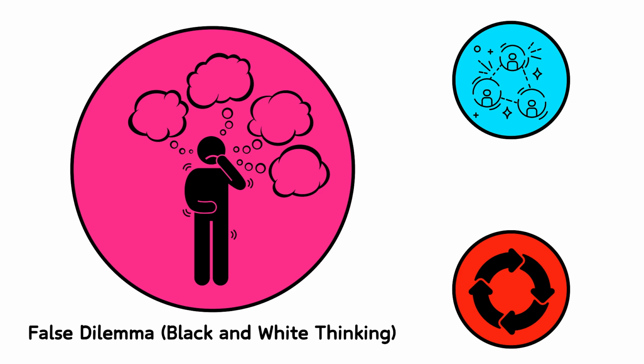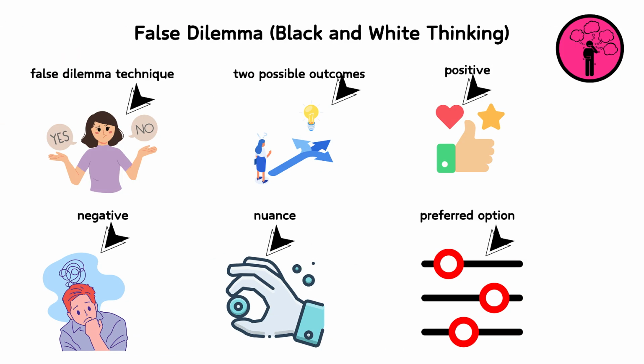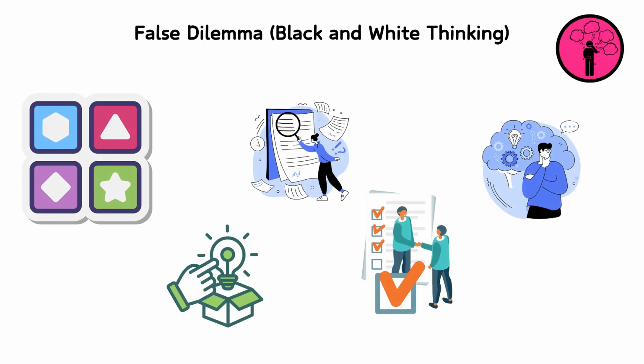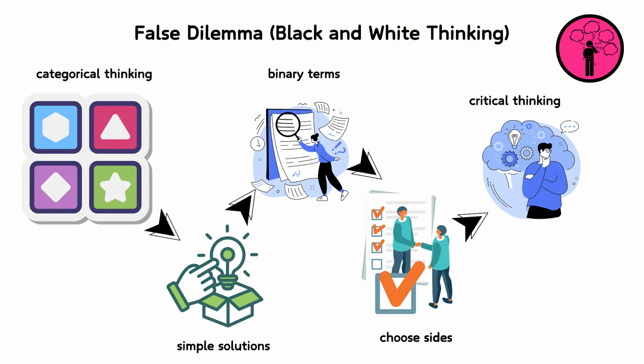False dilemma, black and white thinking. The false dilemma technique presents complex situations as having only two possible outcomes or choices, typically one extremely positive and one extremely negative. It eliminates nuance and middle ground positions to force audiences into choosing the propagandist's preferred option. This technique exploits humans' tendency toward categorical thinking and desire for simple solutions to complex problems. By presenting issues in binary terms, either you're with us or against us, it creates artificial pressure to choose sides and discourages critical thinking about alternatives.